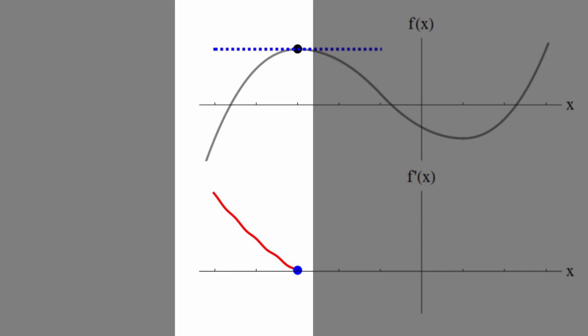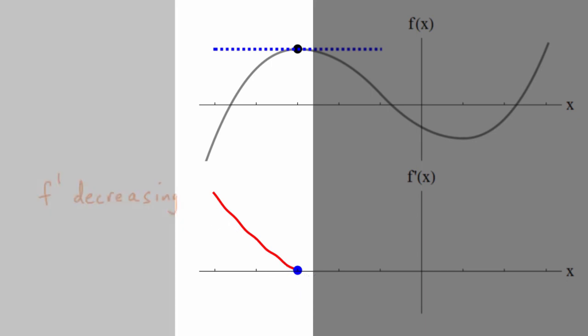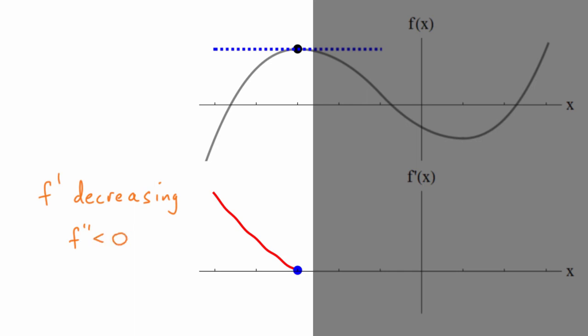What then can we say about f double prime? Well, that's the derivative of f prime. And as we can see, f prime is decreasing. And a decreasing function ought to have a negative derivative. So that's f double prime. It's negative. And it's because of this evolution of the tangent lines up above.